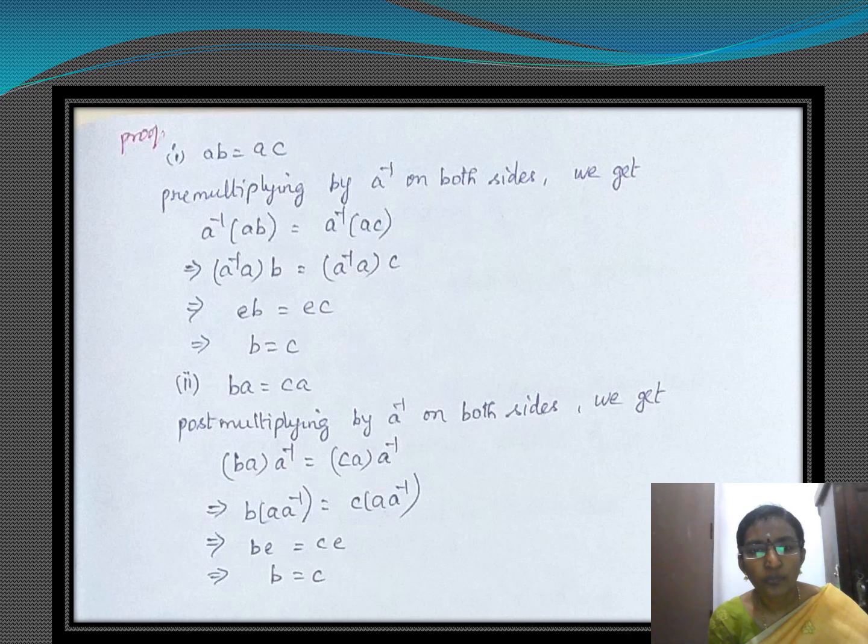And then number 2, let me start from BA equal to CA. Here we have to post multiply by A inverse on both sides. We get BA into A inverse equal to CA into A inverse. By using associative property, we get B into A A inverse equal to C into A A inverse, which implies BE equal to CE, which implies B equal to C. That is, right cancellation law is true. Hence, we prove both cancellation laws are true in a group G.